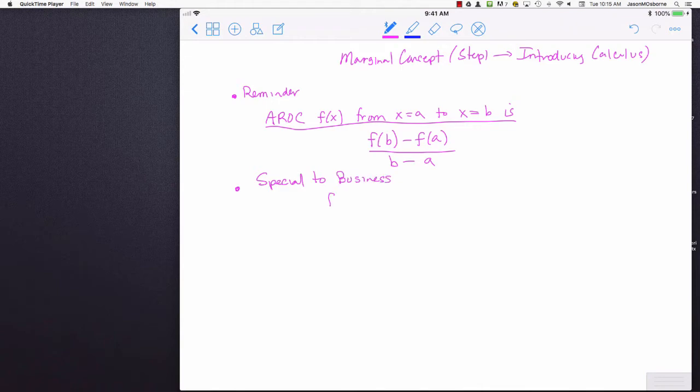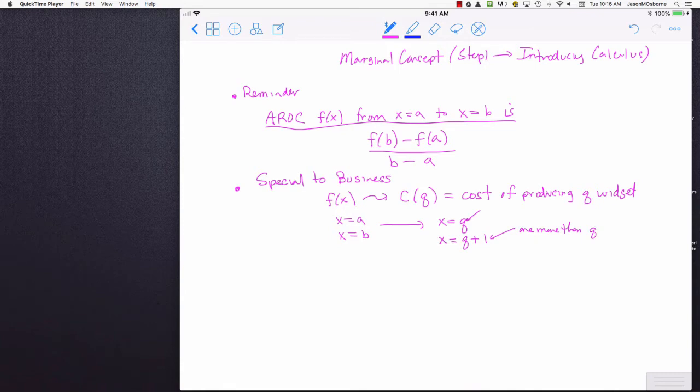and instead of the function f of x being some function of x, you change it to, say, a cost function, where cost is the cost of producing Q widgets. Okay? That's the first idea. And instead of x equal to a and x equal to b, you choose some value of x. Instead of x, we're using q. And instead of b, we're going to use q plus 1. So we're not going to choose any values of a and b. We're going to choose specific values of some number q and then one more than q.